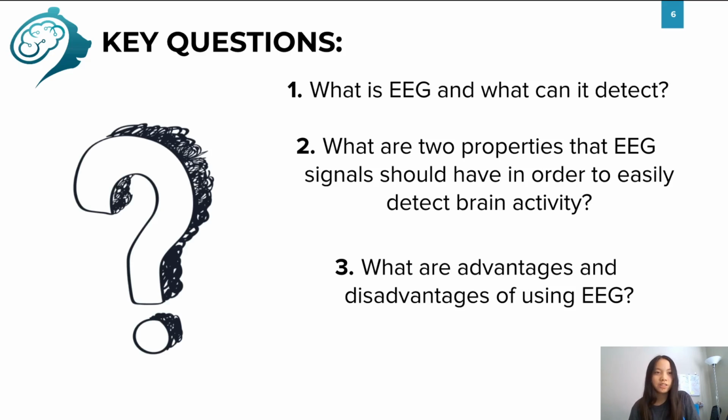So the key questions that we're going to cover include: what is an EEG and what can it detect? What are some properties of EEG signals that allow us to detect brain activity? And what are some advantages and disadvantages of EEG?